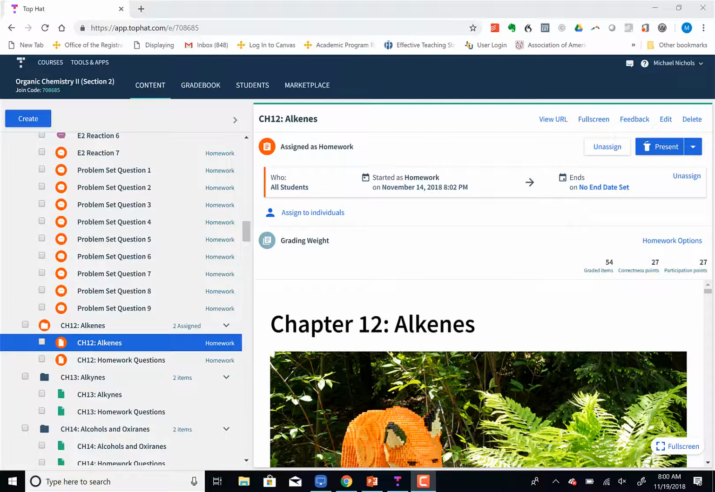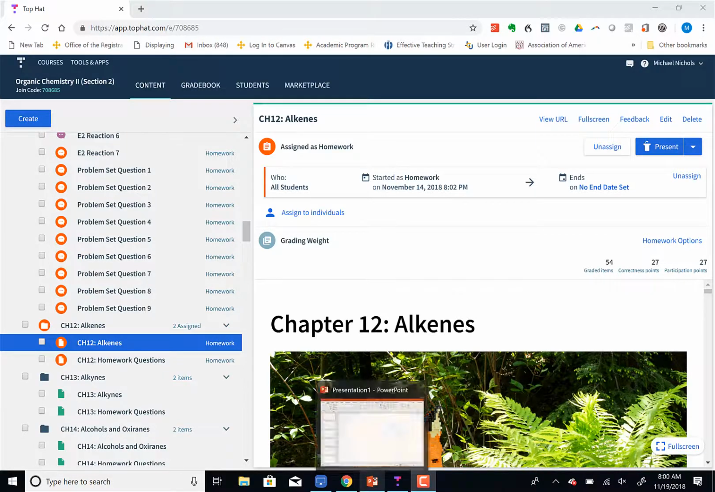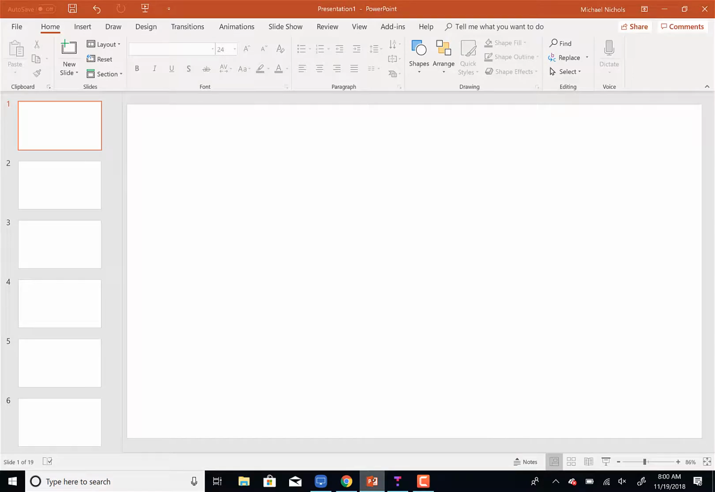Okay, chapter 12, which may be our last chapter, but there's a lot of stuff in it. I have to see if Dr. Kwan's going to go to alkynes or not. Last year, I know he wanted to stop at alkenes, so we'll see what happens.